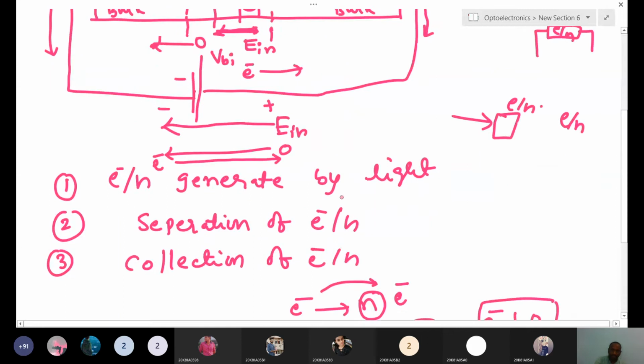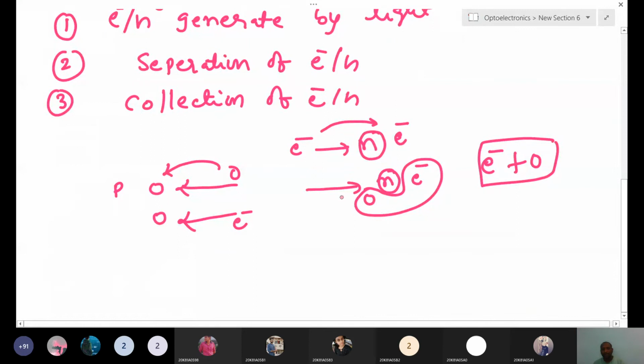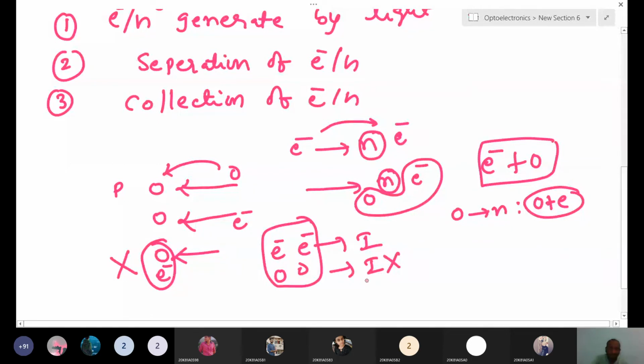Or if holes come to n side, here hole and electron will recombine. And p side also, p side holes are the majority. Once electron comes to the p side, this electron and holes will be recombined. So this is not useful. Once electron hole recombine, we cannot collect any charge carriers. That means there is no current. Suppose if you have electrons here, there is a current. But if electrons and holes recombine, nothing will be there. So you will not get any current. That's why here we are connecting the devices in reverse bias condition.